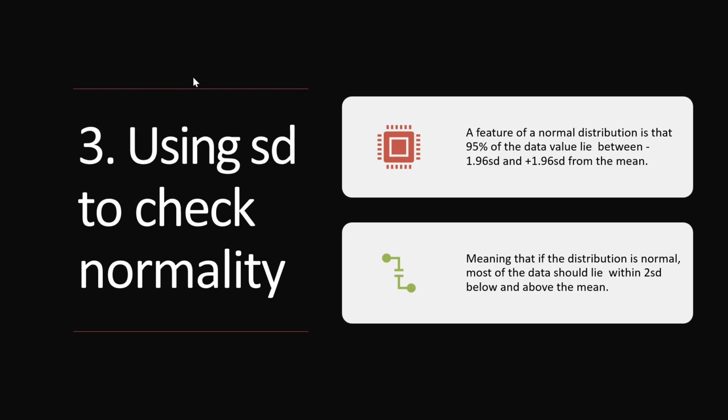Okay, another test to check for normality of the data. You can use SD. A feature of normal distribution is that 95% of the data values lie within 1.96 SD, or plus or minus 2 SD, from the mean, meaning that if the distribution is normal, most of the data should lie within 2 SD below and above the mean.